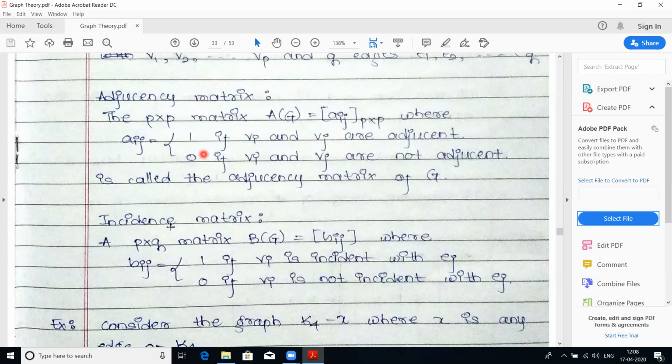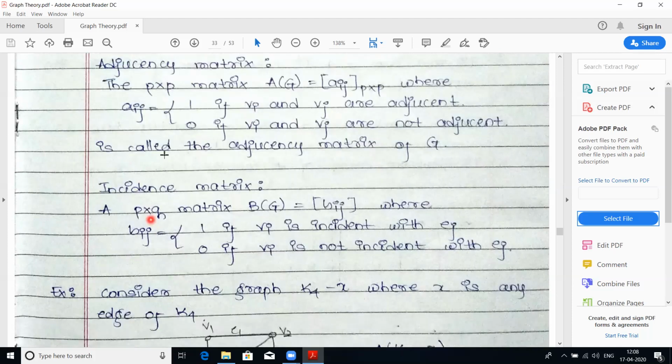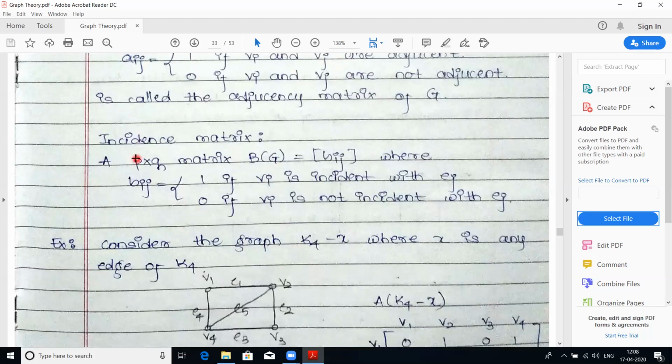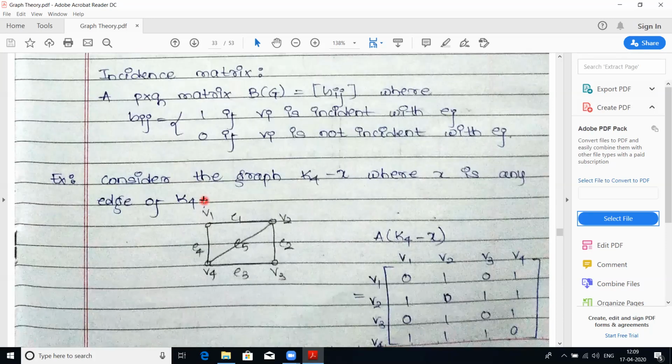Then the incidence matrix, a P cross Q matrix. We get a P cross Q matrix because there are P number of vertices and Q number of edges. Incidence is between vertices and edges. So we'll get a P cross Q matrix, denoted by B of G, that is Bij, where Bij is equal to 1 if vertex Vi and edge Ej are incident, otherwise it is 0.